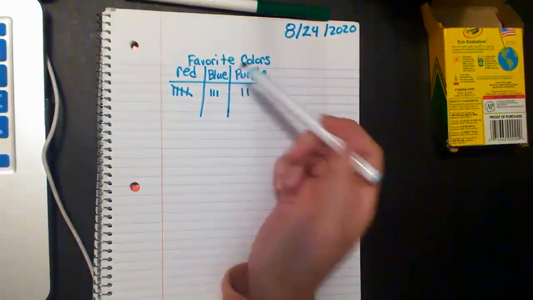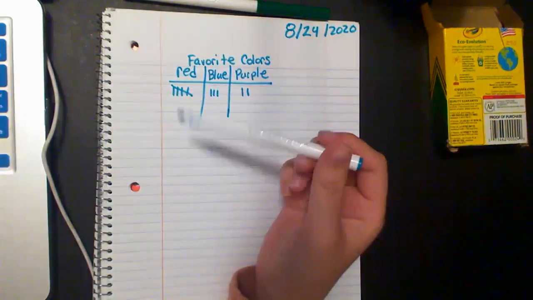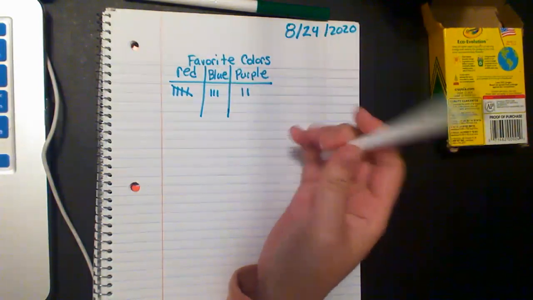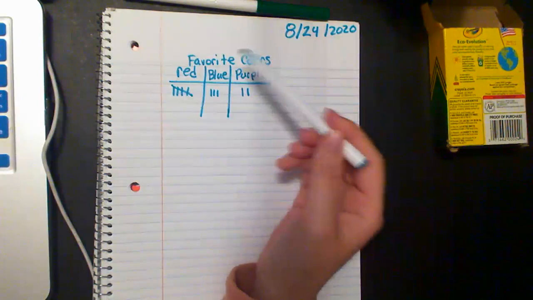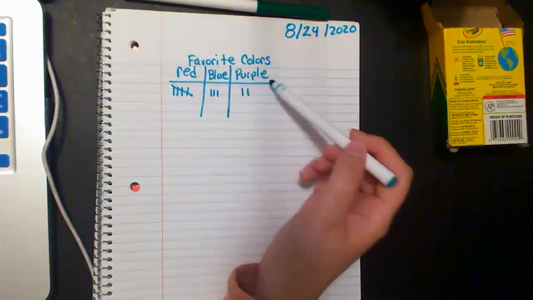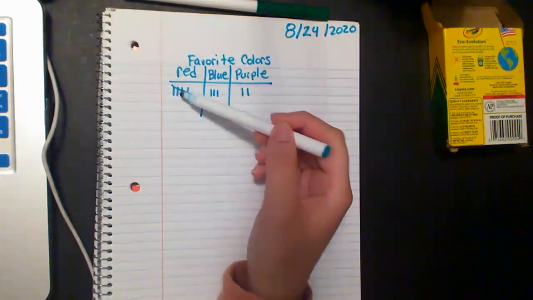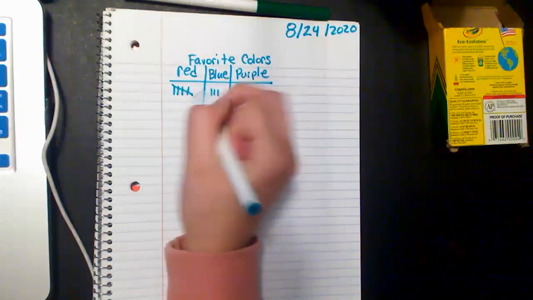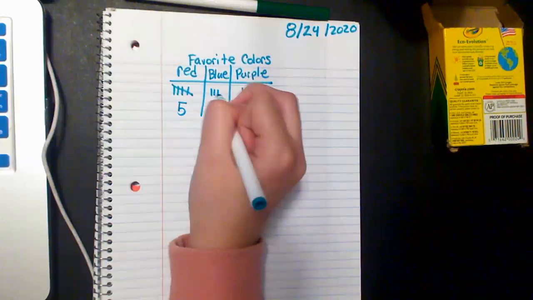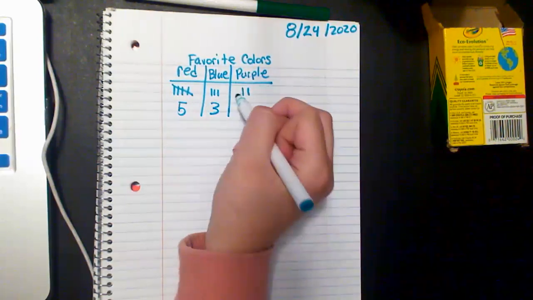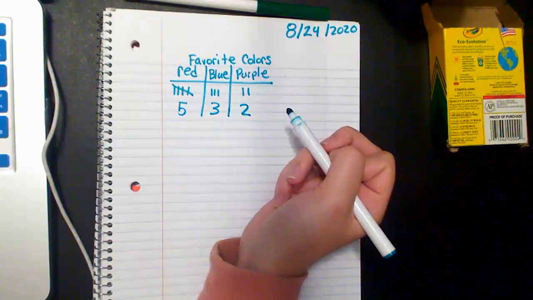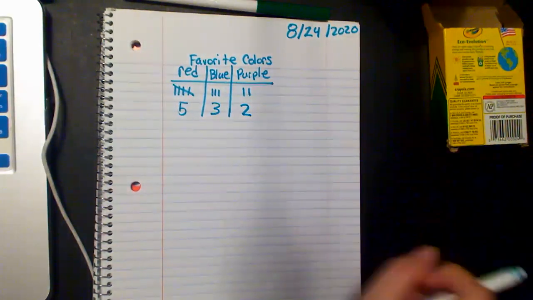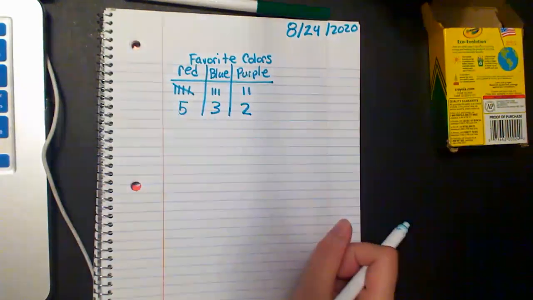So we asked random people, this is an example, let's pretend, that we asked random people their favorite colors, red, blue, and purple. So out of these, we got 5 people for red, because we have 1, 2, 3, 4, 5 people for red, 1, 2, 3 people for blue, and 1, 2 people for purple. Okay, so we have how many people liked each of those colors as their favorite.